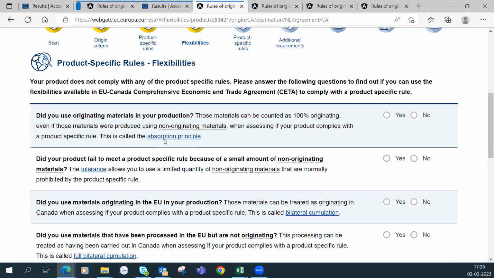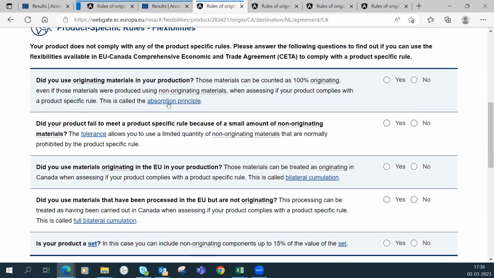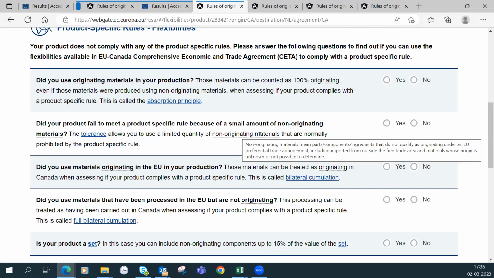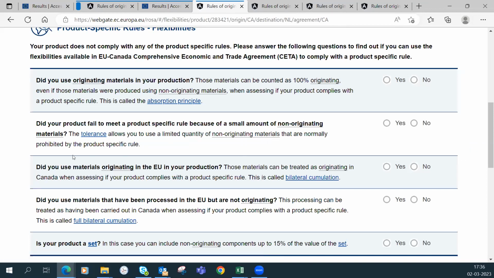Perhaps I will be short because I see that time is passing, but there is what we call the absorption principle, which is perhaps more relevant in the sector of machinery, less in chemicals. I will not explain. Anyway, you can always click and you will get a full explanation. Here there is also the principle of tolerance. The tolerance allows you to use a limited quantity of non-originating material that is normally prohibited by the product specific rule.